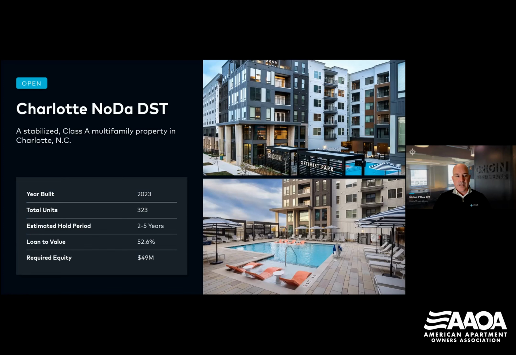So I think you get the picture that the deals that we have in the market are going to be stabilized Class A multifamily assets. And when they sell out, they sell out. And then we'll move on to the next one. Like Charlotte, I think this one has about 3 million left.